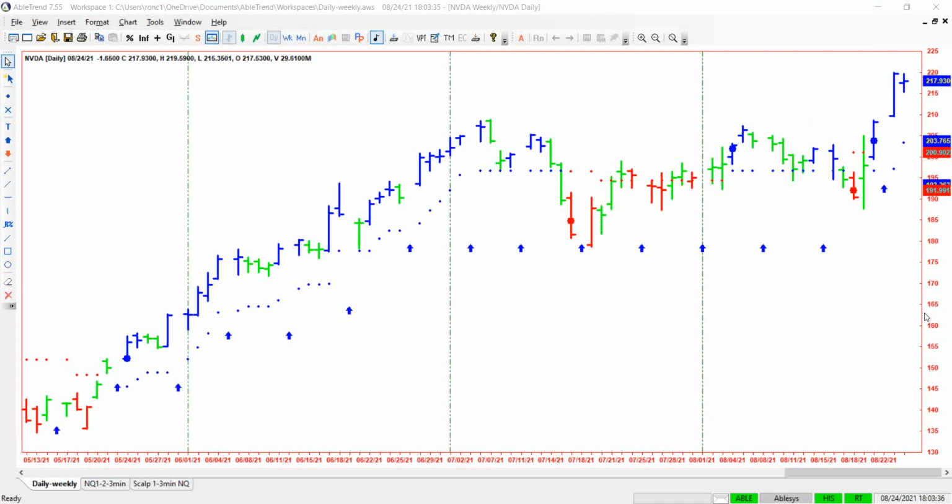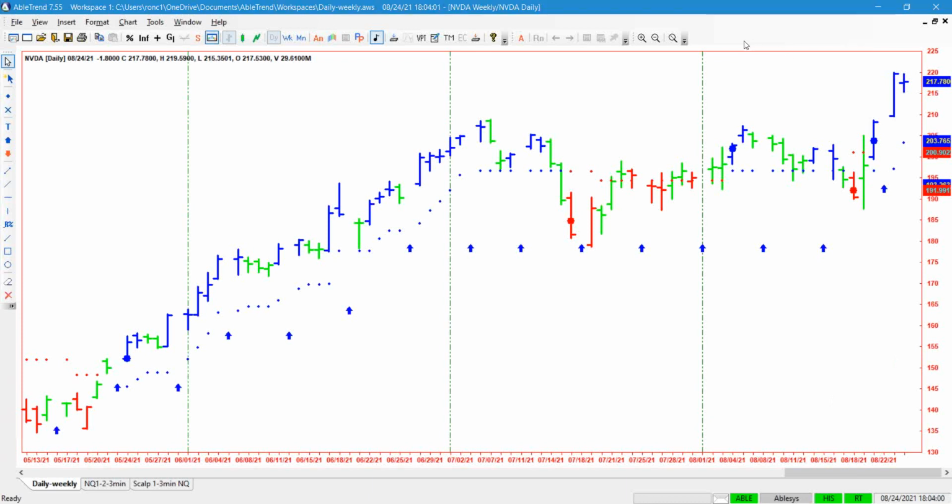And that's very simply when we have multiple colors on the chart. Red means sell. Anything in red in Abletrend means to sell. Anything blue means to buy. So when you have the combination of both red and blue on the chart at the same time, we call that a no trade zone. We're just going to leave that alone.